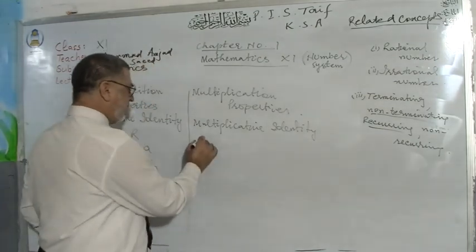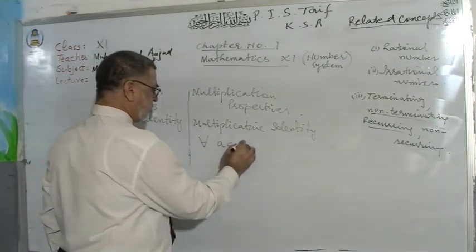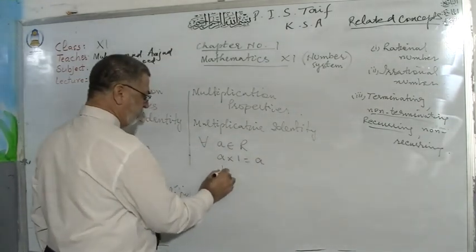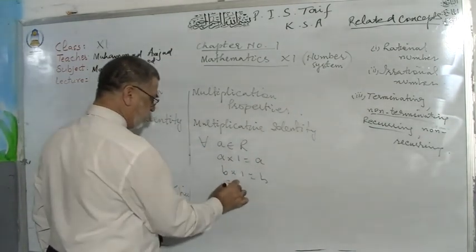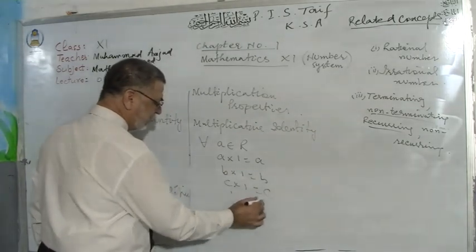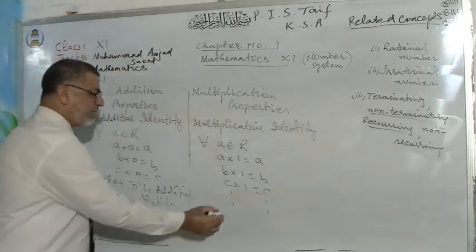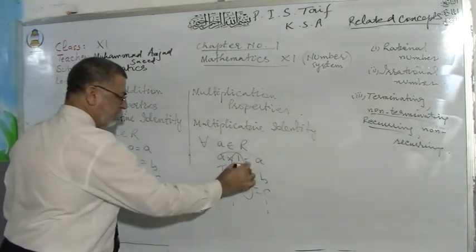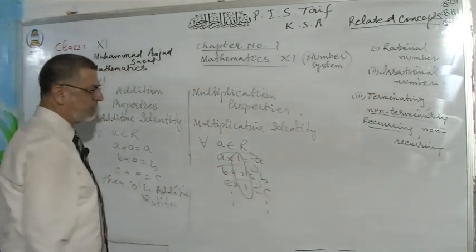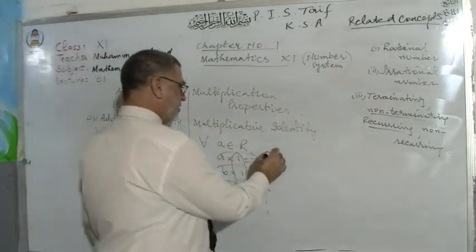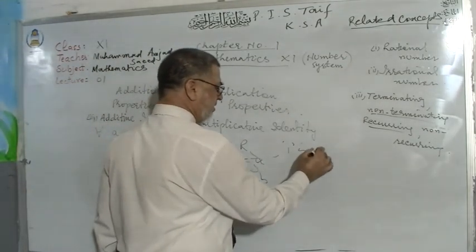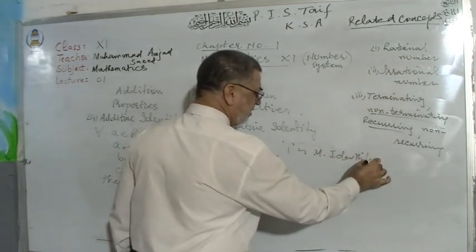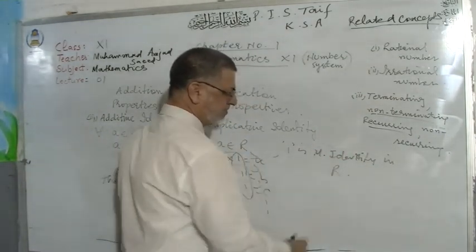So for all A belongs to R, A multiplied by 1 is equal to A, B multiplied by 1 is equal to B, C multiplied by 1 is equal to C, like that. So which number is bringing your number again? Definitely 1. So 1 is multiplicative identity in the set of real numbers.